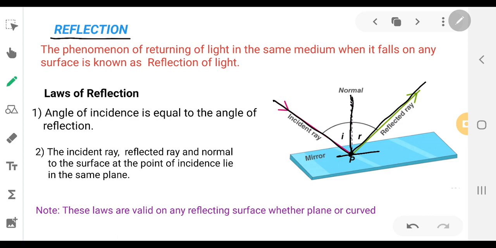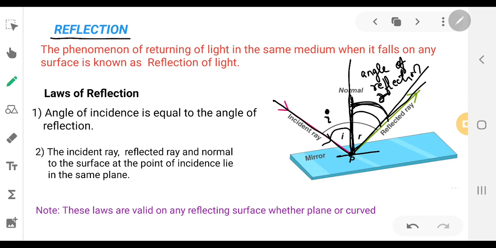Now, we can measure the angles. We can measure the angle between the incident ray and the normal to the surface, and the angle between the reflected ray and the normal to the surface. The angle between the incident ray and the normal is called the angle of incidence, denoted by the letter I. The angle between the reflected ray and the normal is called the angle of reflection, denoted by the letter R.